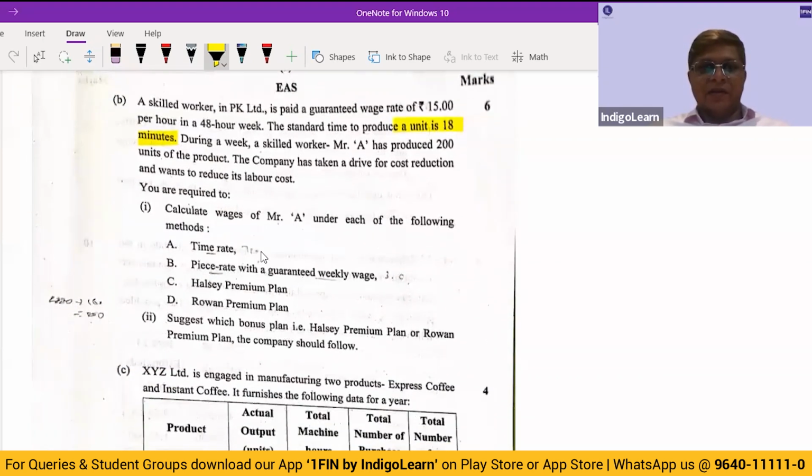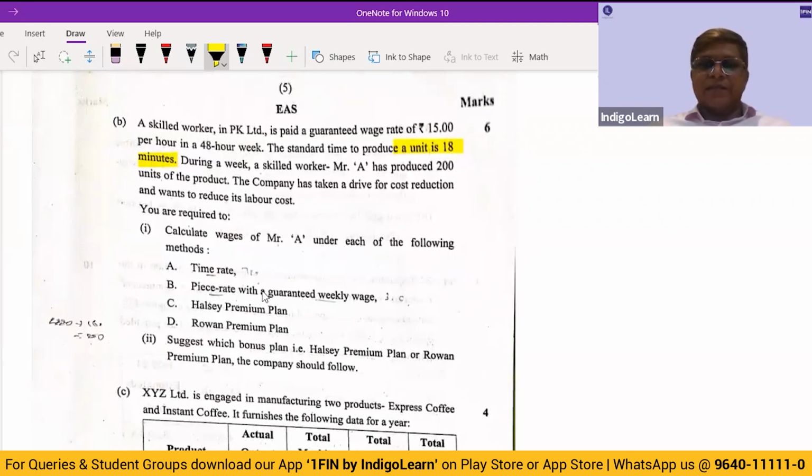Let's look at the requirement. Calculate wages under each of the following: time rate, piece rate, Halsley, and Rowan. So this is a question from labor costing.